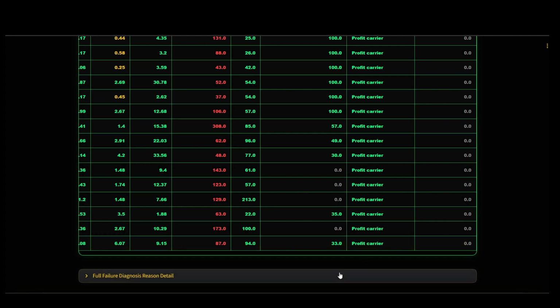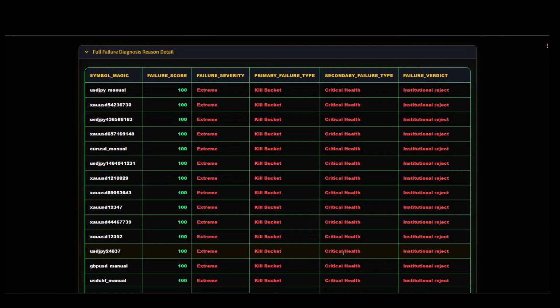Now we move into the full failure diagnosis reason detail table. And this is where the workflow stops speaking in broad portfolio language and starts exposing the exact structural identity behind every weak robot. Because at this stage, the framework is no longer simply saying a robot is dangerous. It is explaining exactly why.